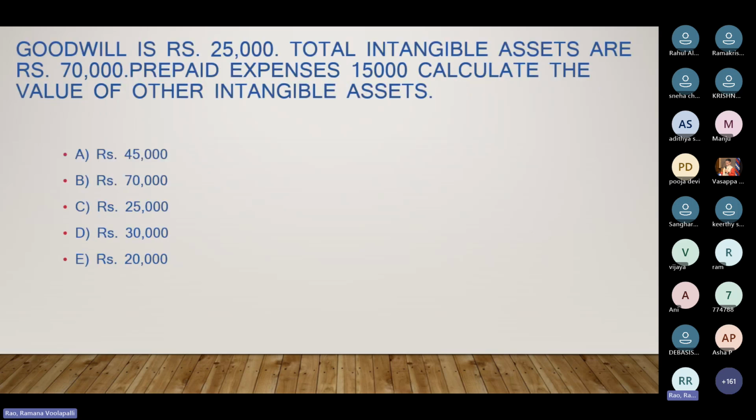Yes. Calculate this. Goodwill 25,000. Intangible assets 70,000. Prepaid expenses 15,000. Calculate the value of intangible assets. So give me the intangible assets. I showed you the proforma. What is the intangible assets proforma? Intangible assets are goodwill, patents, trademark, brand name. These are the intangible assets which cannot be seen or touched. I told. So give me the total intangible assets. Other intangible assets, total are there, goodwill is there, other intangible assets.